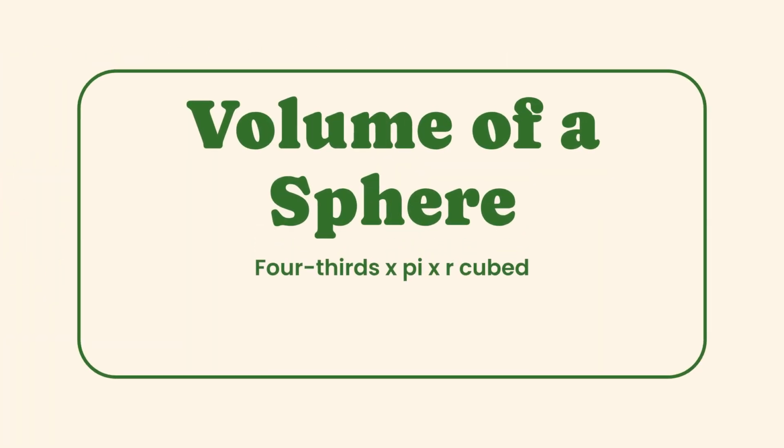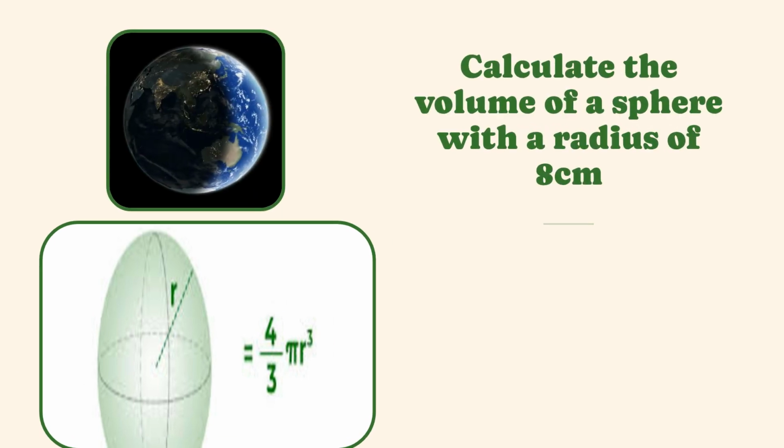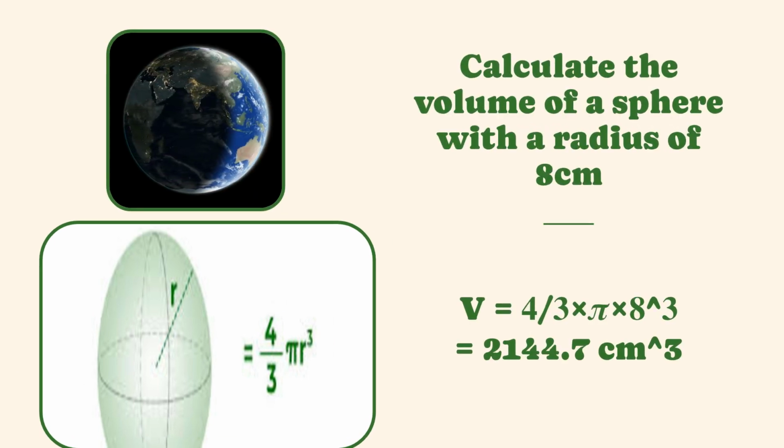Finally, let's calculate the volume of a sphere. The formula is 4/3 times pi times r cubed. Let's say we have a sphere with a radius of 8 centimeters. What's its volume? The answer when we multiply 4/3 times pi times 8 to the power of 3 is 2,044.7 centimeters cubed.